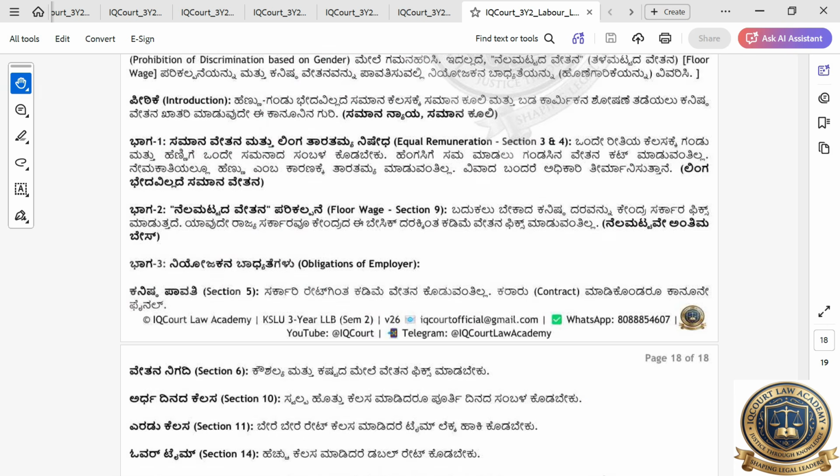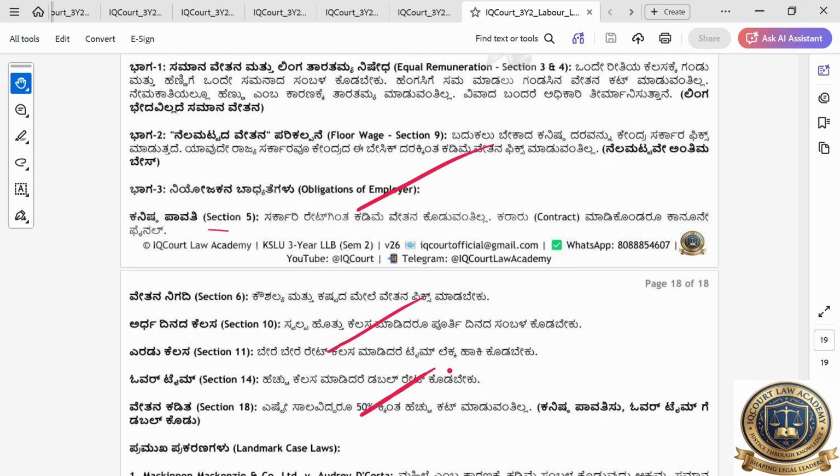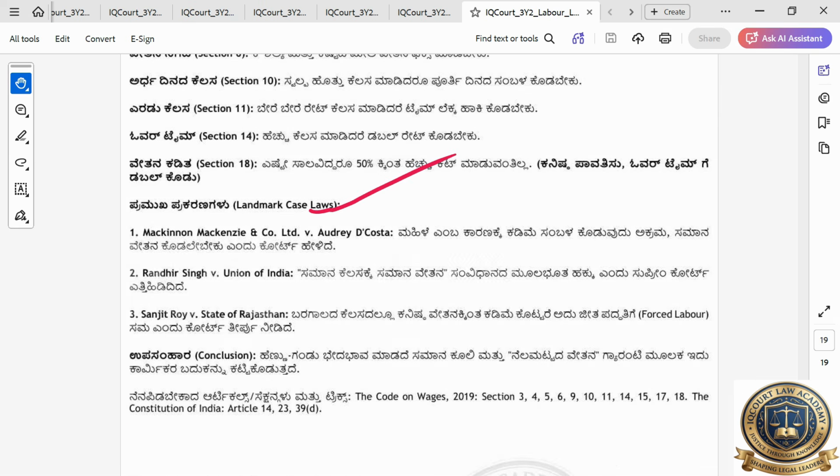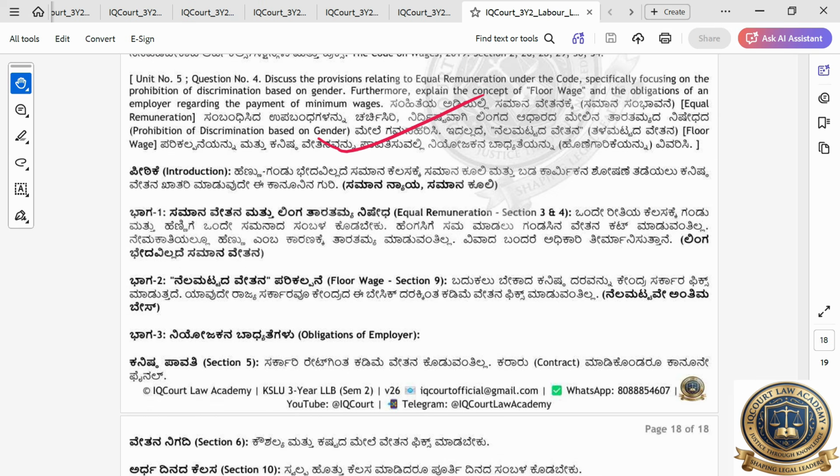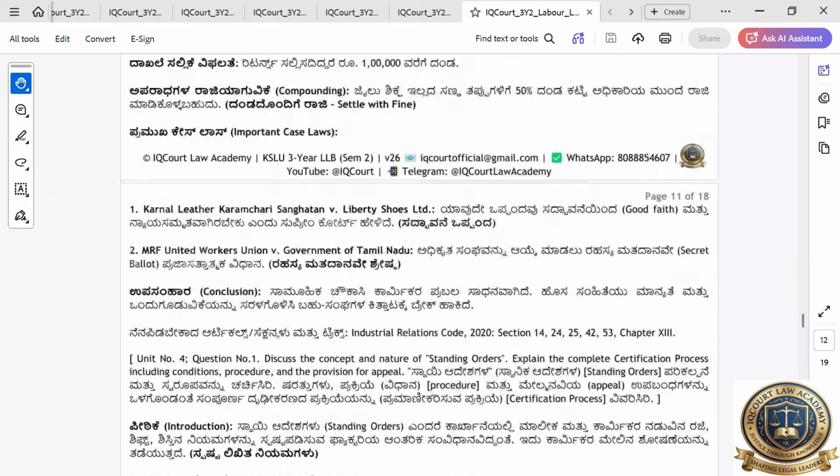Samana Vetana Linga Tartamya Nisheda, okay? Minimum wage, timings, everything they will ask. See, case laws, you have to write all this. Equal pay for equal work irrespective of gender, and guaranteeing minimum wage to prevent exploitation of poor workers is the goal of this law. So you have to write that along with explanations.